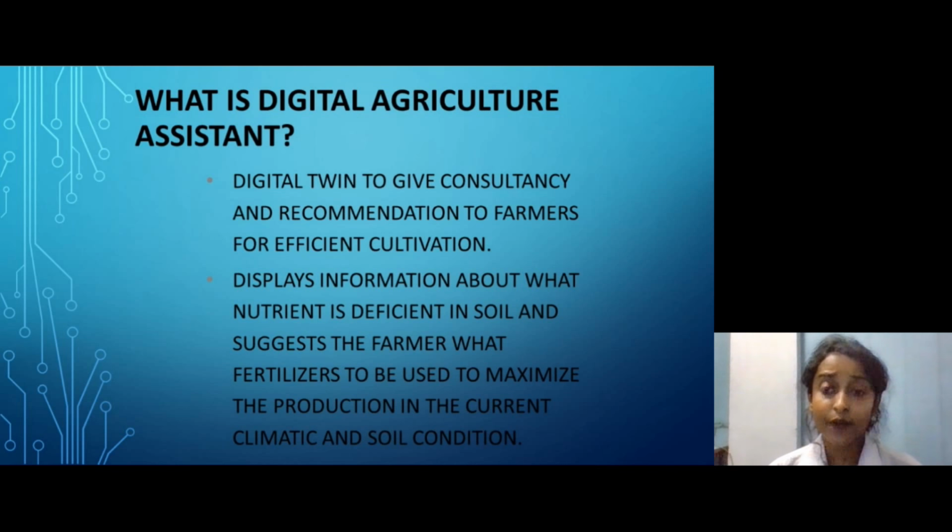The first question that arises in our mind is what will our digital twin do? Our digital twin will be used to give consultancy and recommendation to farmers for efficient cultivation of their crops. This digital twin will display results and information about the nutrients that are deficient in the soil in the farm where the farmers will be growing their crops. This is important because the nutrient deficiency will be shown in the present climatic and soil conditions.